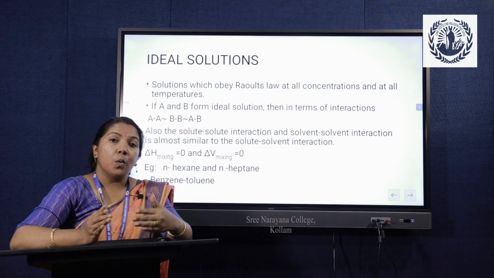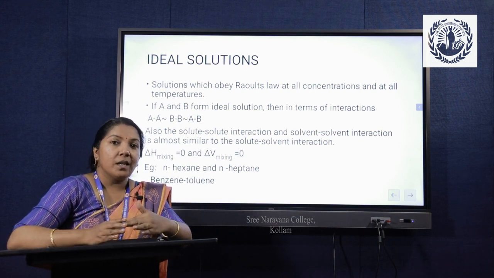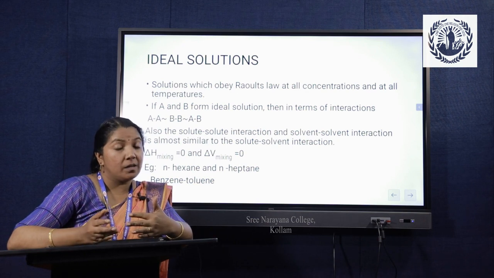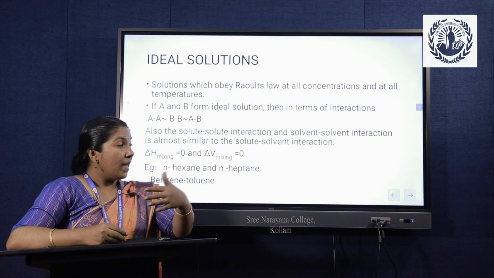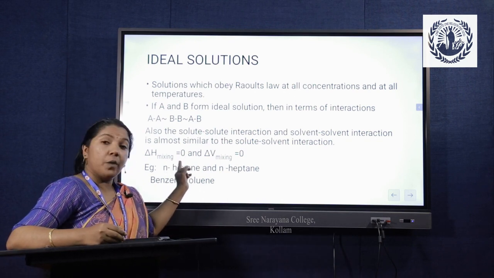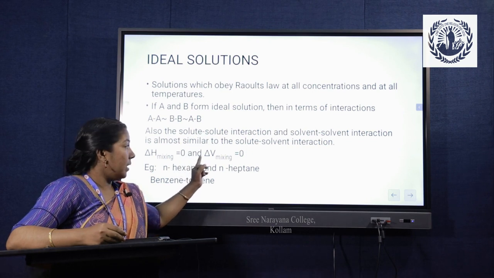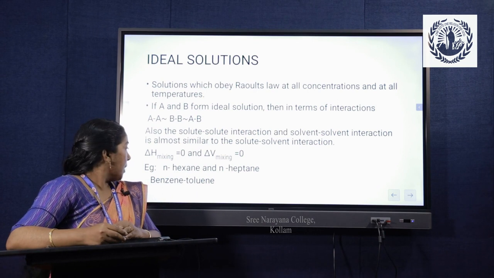Since the molecular structures are identical, not many rearrangements are required during mixing. So delta H mixing, that is the heat change during mixing, will be equal to 0 for an ideal solution, and similarly delta V mixing is also 0 for an ideal solution.